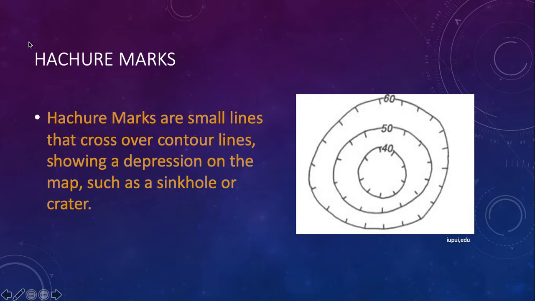Hachure marks are small lines that cross over contour lines, showing a depression on the map, such as a sinkhole or a crater. So if you see these little lines, it's going down.